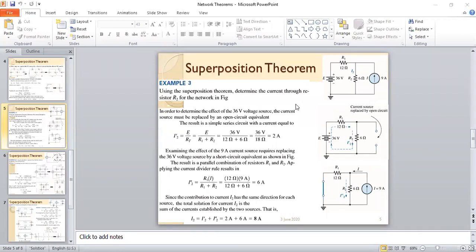So let us see what our target is in this problem. Our target is to find out the current through R2. This is R2. We want to find out the current over here. This problem is much easier as compared to the previous problem. So let us see how we can solve it.